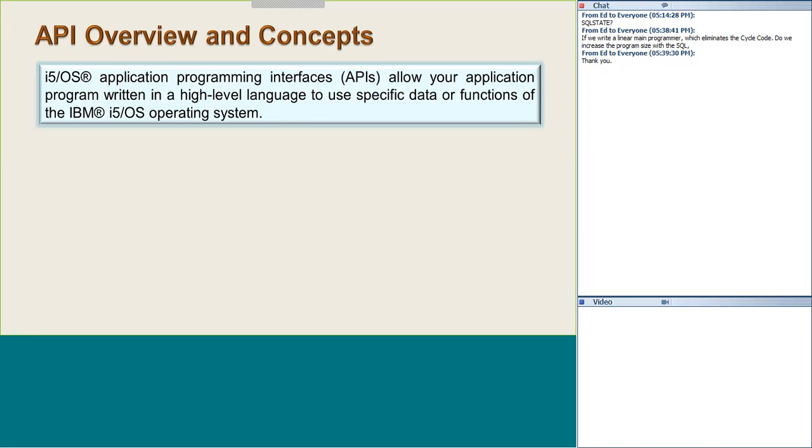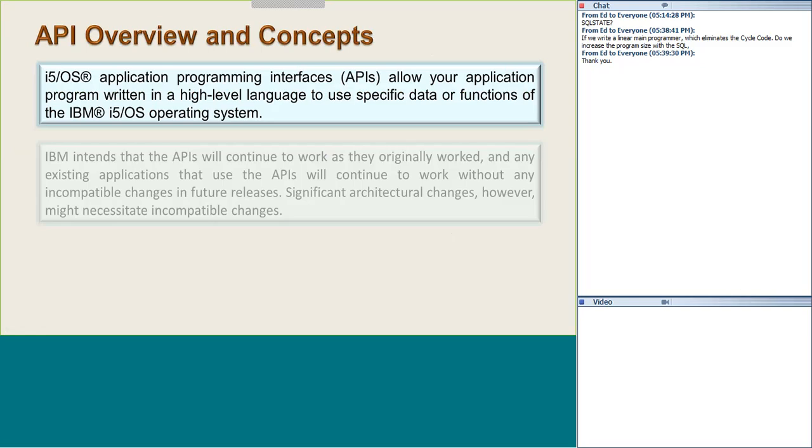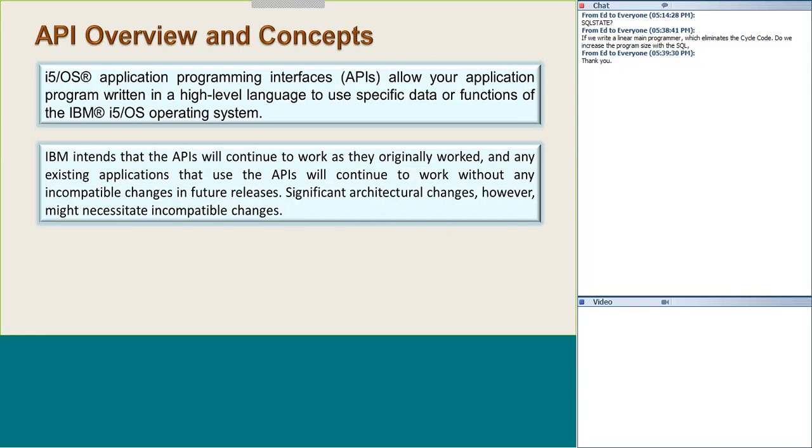To use specific data or functions of the IBM i operating system. These are windows into the OS, which you can't get in any other way. You have to use your APIs. IBM intends that APIs will continue to work as they originally worked, and any existing applications that use the APIs will continue to work without any incompatible changes in future releases. Significant architectural changes, however, may necessitate incompatible changes. This is a statement by IBM about APIs.